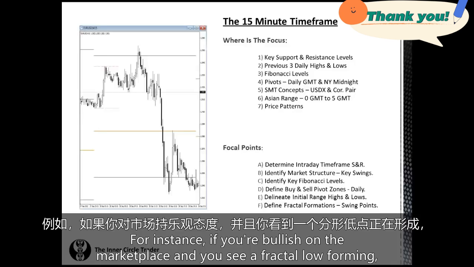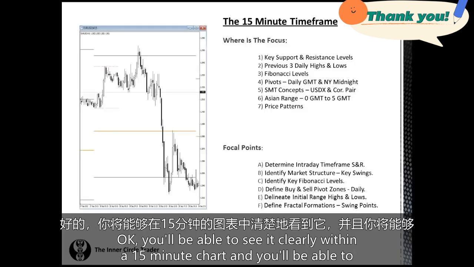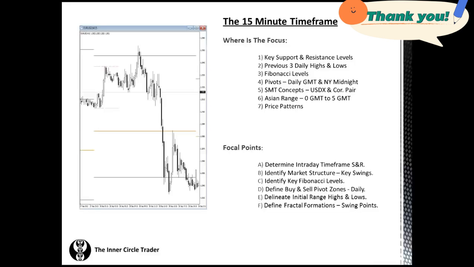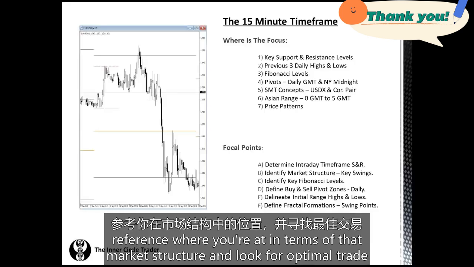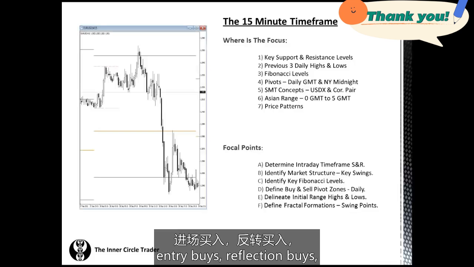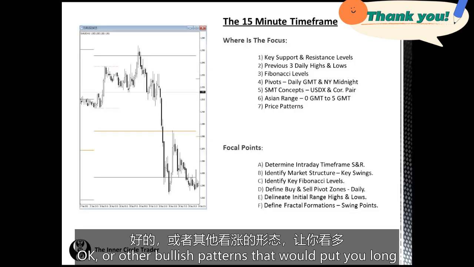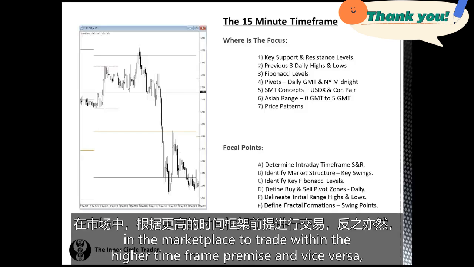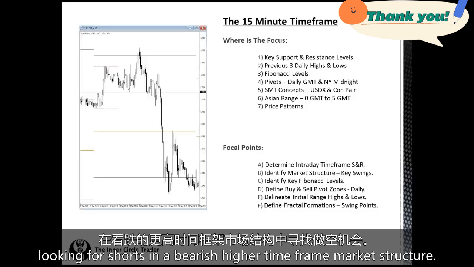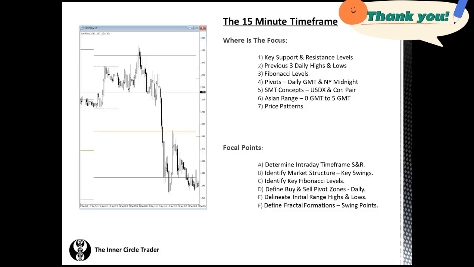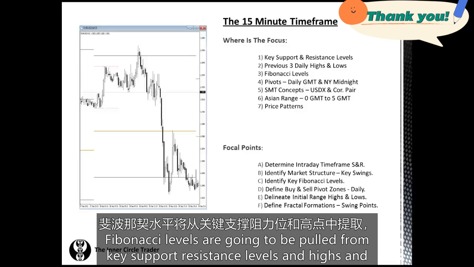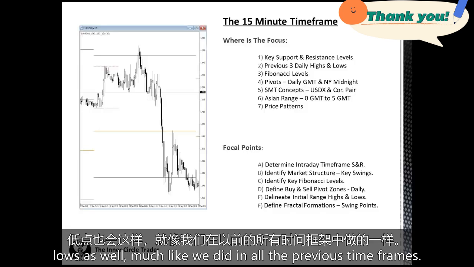As for instance, if you're bullish on the marketplace and you see a fractal low forming, okay, you'll be able to see it clearly within a 15-minute chart, and you'll be able to reference where you're at in terms of that market structure and look for optimal trade entry buys, reflection buys, okay, or other bullish patterns that would put you long in the marketplace to trade within that higher time frame premise, and vice versa, looking for shorts in a bearish higher time frame market structure. Fibonacci levels are going to be pulled from key support resistance levels and highs and lows as well, much like we did in all the previous time frames.